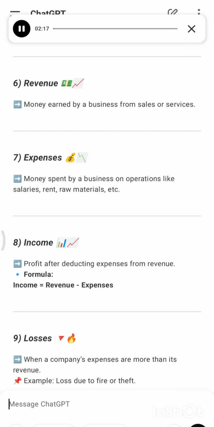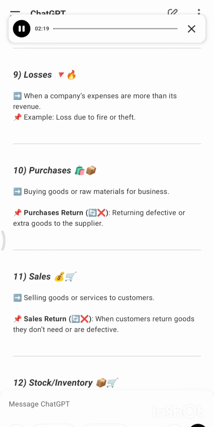9. Losses, when a company's expenses are more than its revenue. Example: loss due to fire or theft. 10. Purchases, buying goods or raw materials for business. Purchases return, returning defective or extra goods to the supplier.